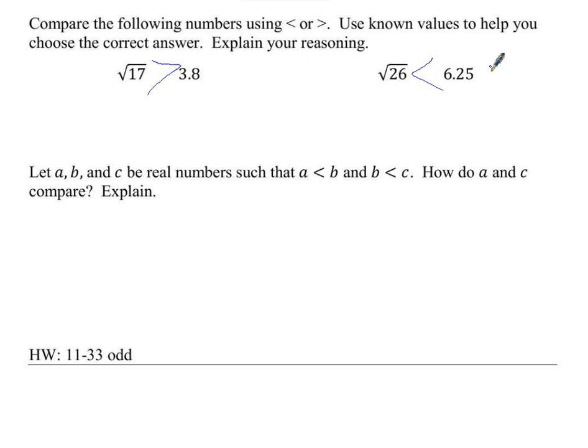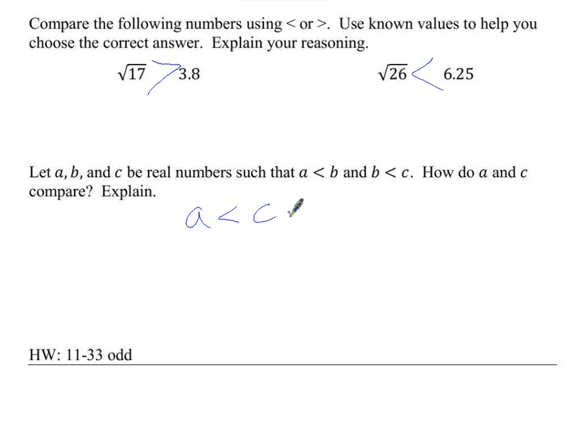Let A, B, and C be real numbers such that, what does that say? A is less than B and B is less than C. How do A and C compare? I want you to think about this for 5 seconds. What'd you guys come up with? A is less than C, right? I mean, that's logic, isn't it?